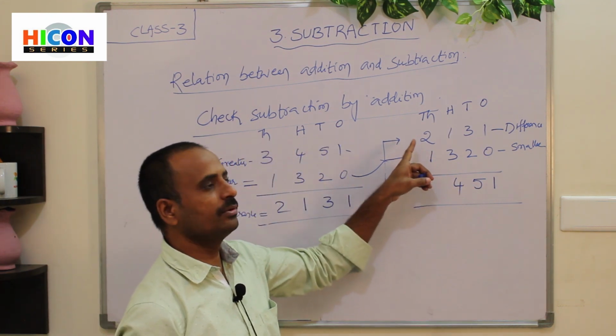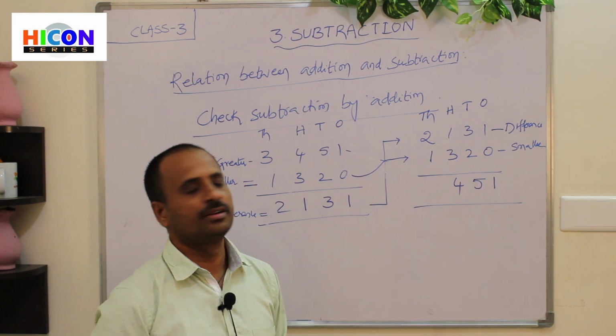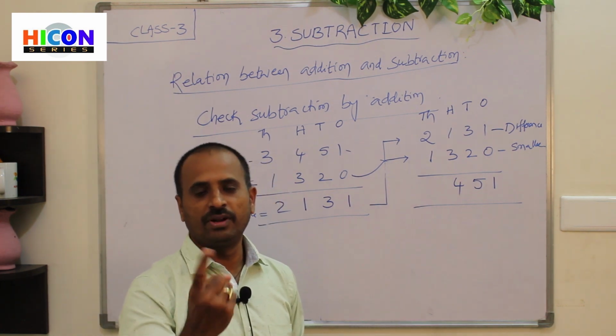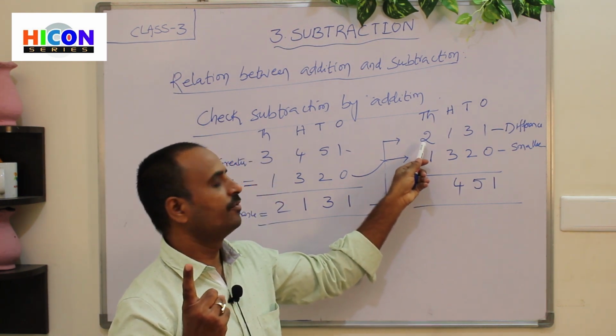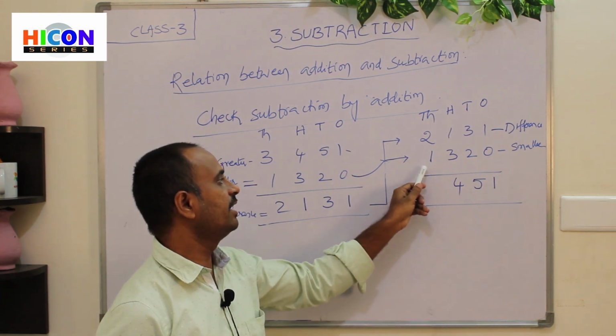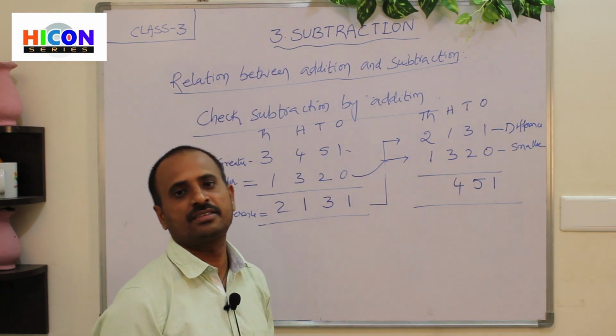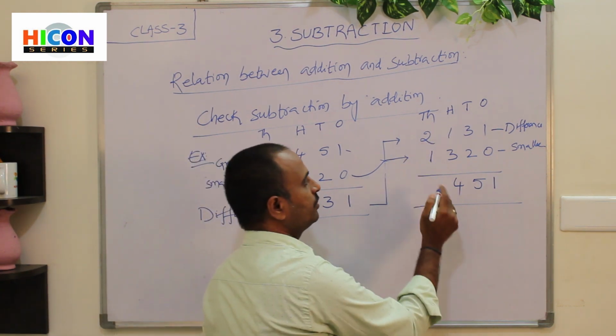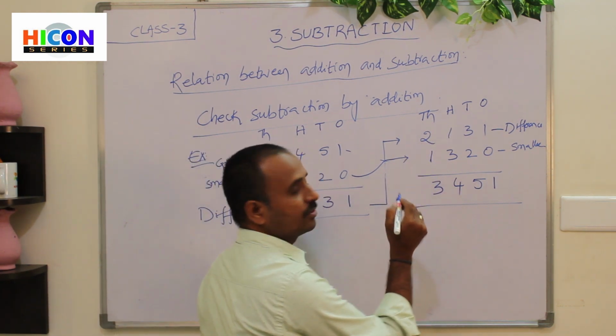Next, go to thousands place. What is the first number? 2. What is the second number? 1. So open 1 finger and start counting from the first number. That is, after 2 we will get 3. That means if we add 1 to any number, we will get its successor. What is the successor of 2? 3. So write 3.